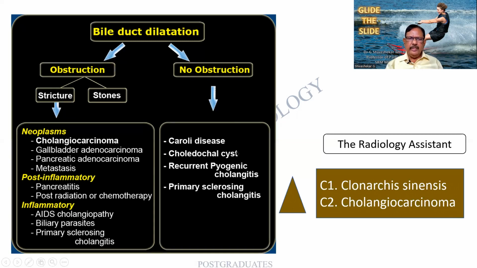Non-obstruction can be Caroli disease, choledochal cyst, recurrent pyogenic cholangitis, and primary sclerosing cholangitis. So thanks to Radiology Assistant for the wonderful table that they have provided.